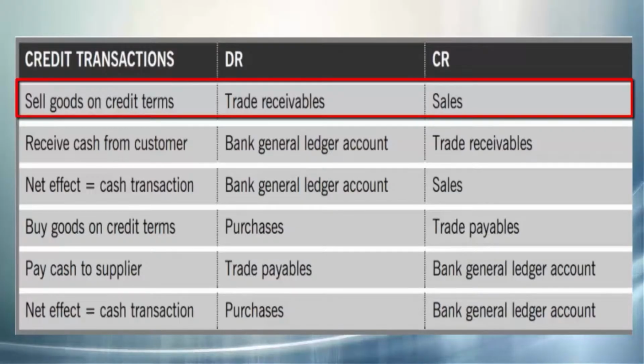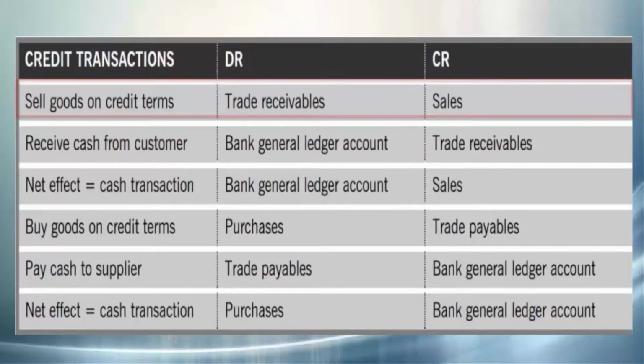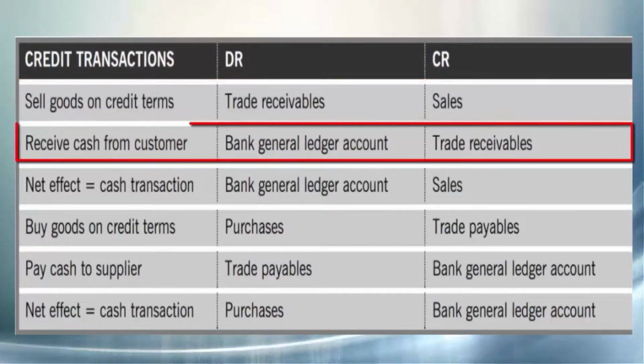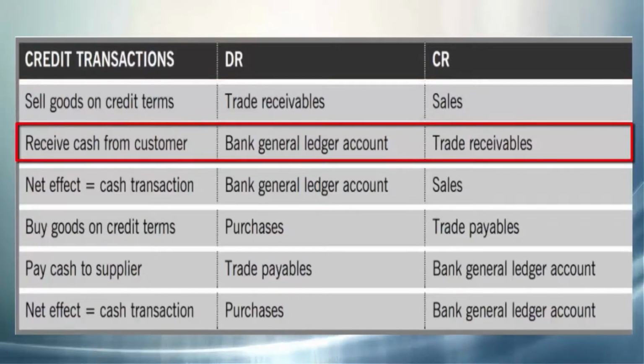Entry in the ledger accounts. Trade receivables account, debit $1,000. Sales account, credit $1,000. Example 2, receiving cash from a customer. What happens? When the customer pays the money they owe, the amount is removed from the trade receivables account and added to the bank general ledger account. Cash, an asset, increases, so the bank general ledger account is debited. The receivable amount owed by the customer decreases, so the trade receivables account is credited.